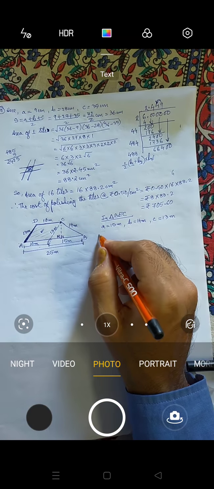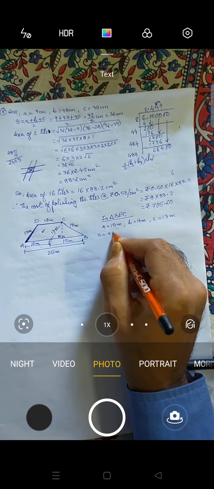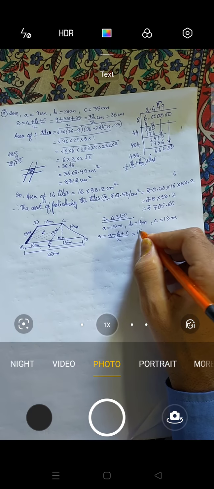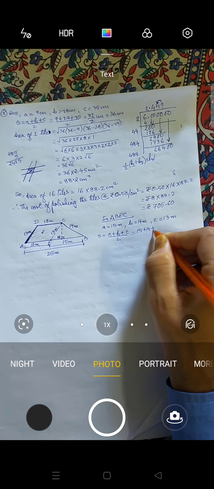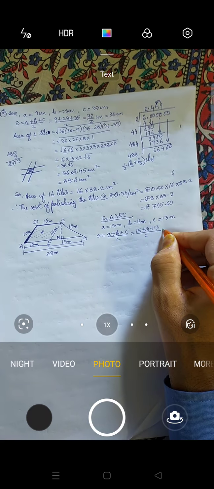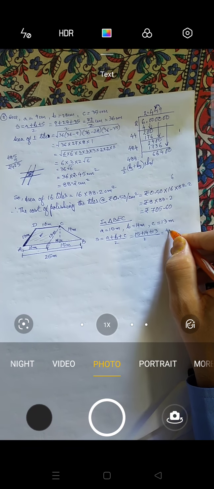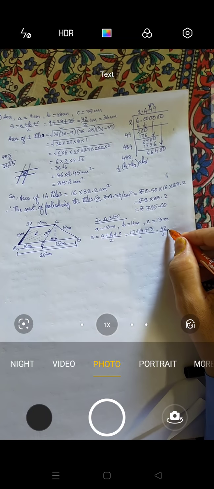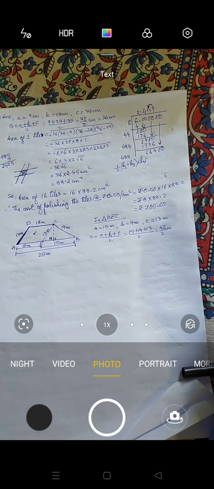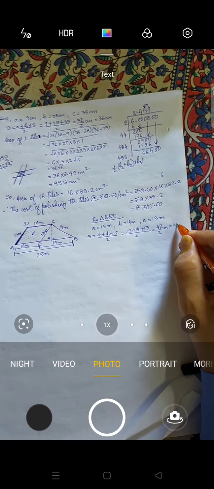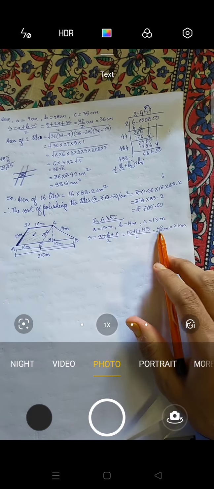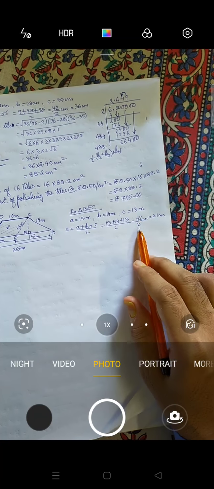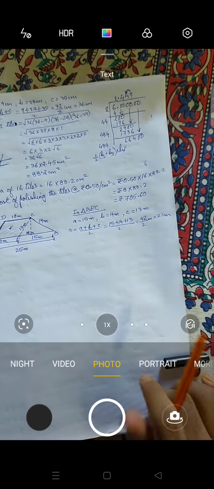So after doing this, we will find S. S is equal to (A plus B plus C) by 2. So this can be written as (15 plus 14 plus 13) by 2. This will become 42 by 2, I think. Just add it and check it. We will be getting 42, right, after adding this. So 42 by 2 meter will become 21 meter.